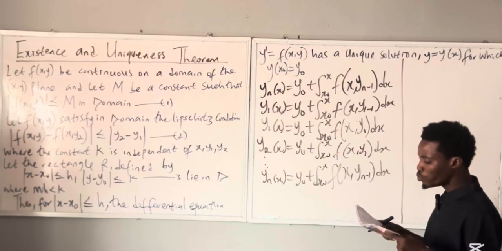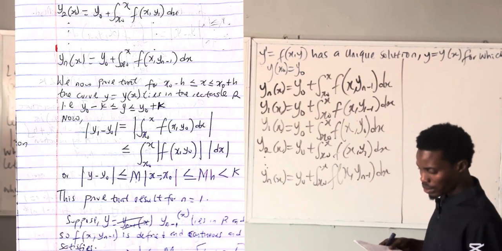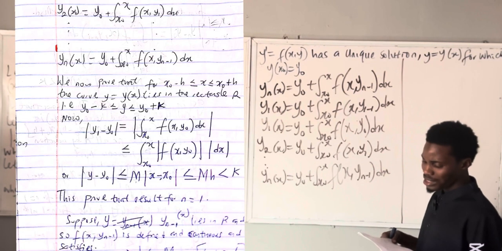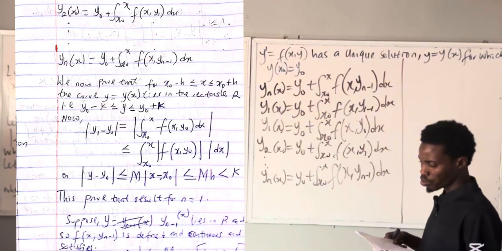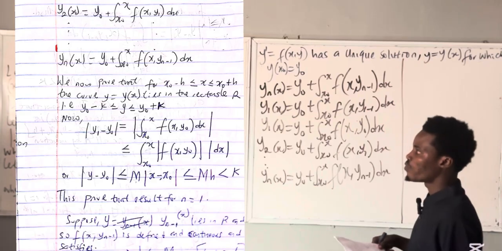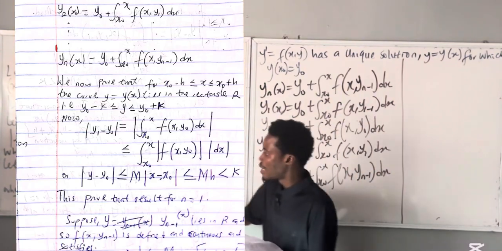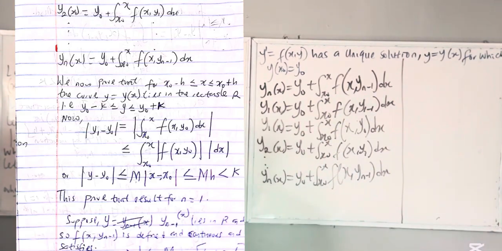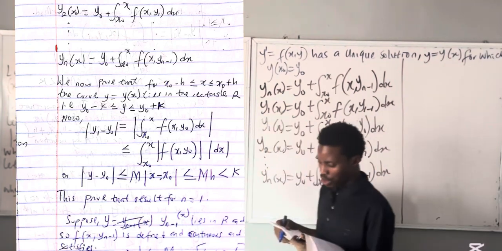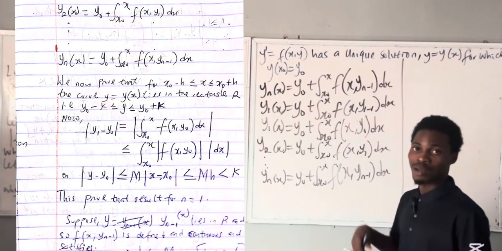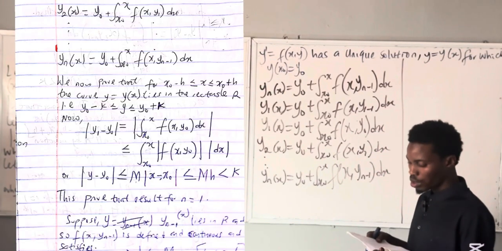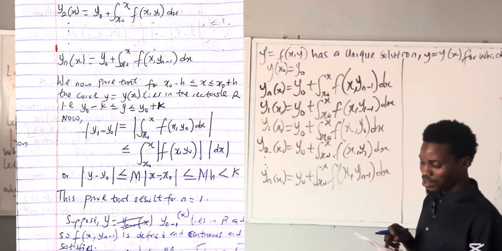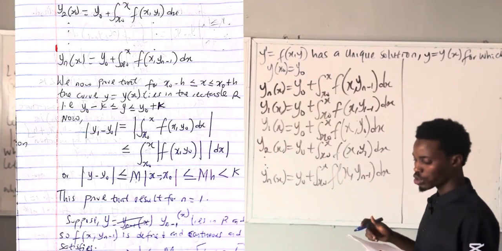So you can see that we want to show that the function lies in the domain. The next step is that we now prove that for x minus x naught less than or equal to h, we have that y minus y naught is less than or equal to k. That is, the curve lies in the rectangle. It can be rectangle, it can be domain. That is, y naught minus k is less than or equal to y less than or equal to y naught plus k.